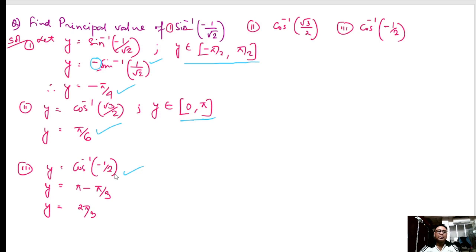We cannot take minus pi by 3 because it is outside the range. So I have to do pi minus pi by 3, which is 2 pi by 3, because it has to be within this range. Clear? I have to do pi minus pi by 3 because it has to be within the range.